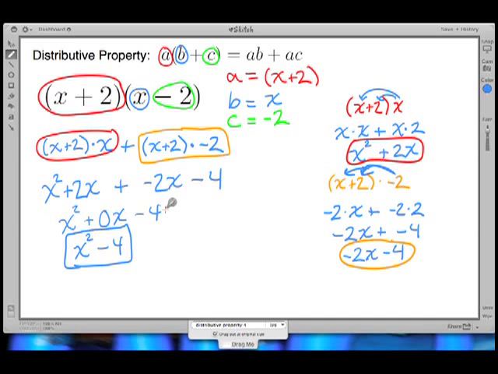We did the distributive property to find out what A times C was, which was negative 2x minus 4. We combined them, combined the like terms, which ended up in this problem being 2x plus negative 2x, which equals 0x, which leads us to our simplified, expanded form, x squared minus 4.